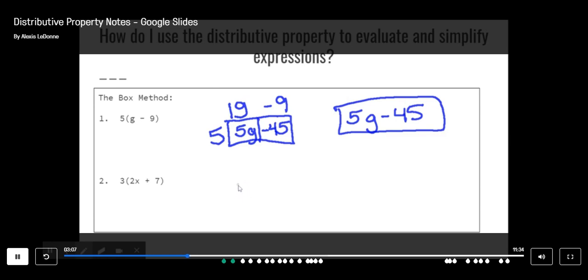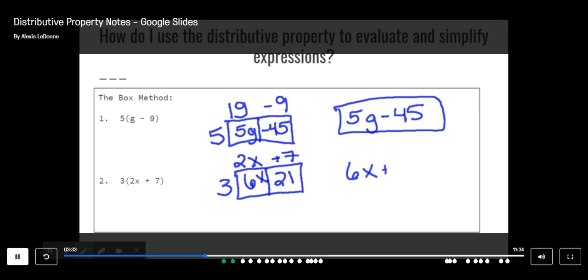So again here, set up my box. I'm going to put my 3 on the outside here. 2x positive 7. 3 times 2x gives me a 6x. 3 times 7 gives me a 21. So inside my box, I have 6x and a positive 21. And that's my final answer here.